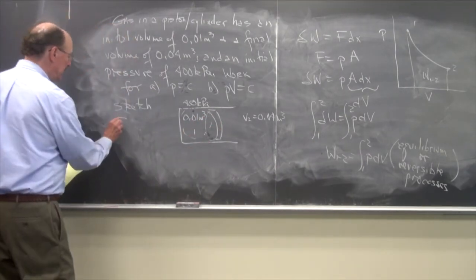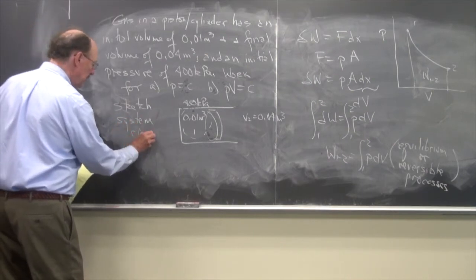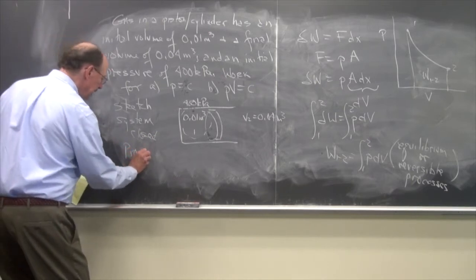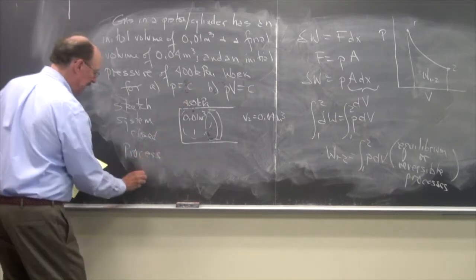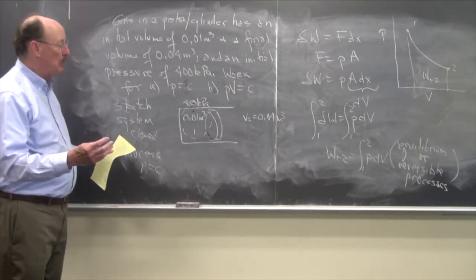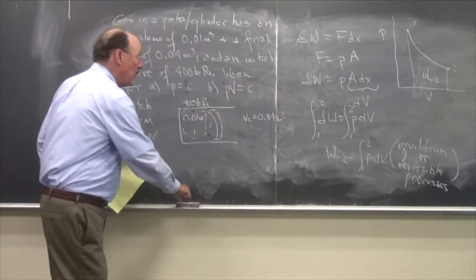We talk about what is the system. Is it open or closed? In this case, it's closed. And is there a process involved? And right now, yes, there's a P equals C process, which is the first one we'll look at. So now we're going to apply what we know about work for a constant pressure process.